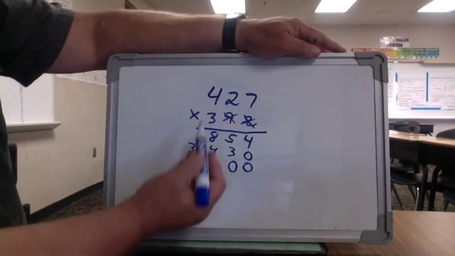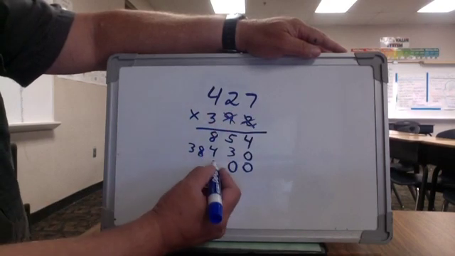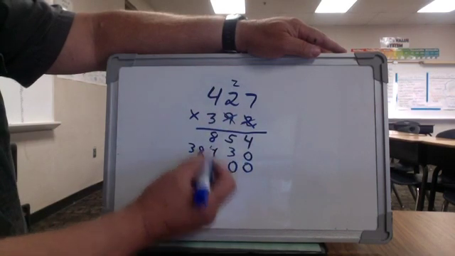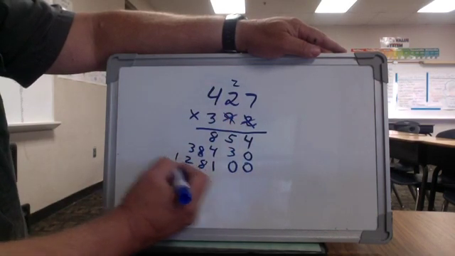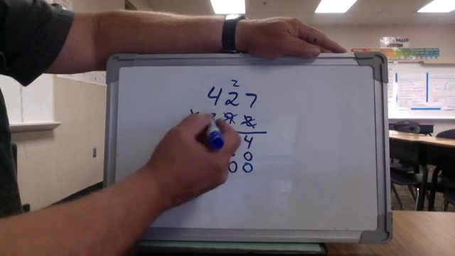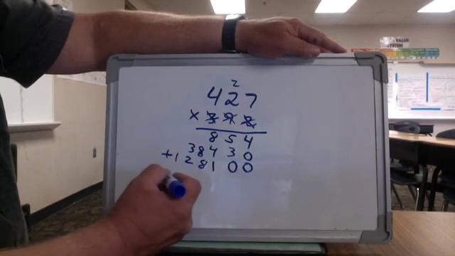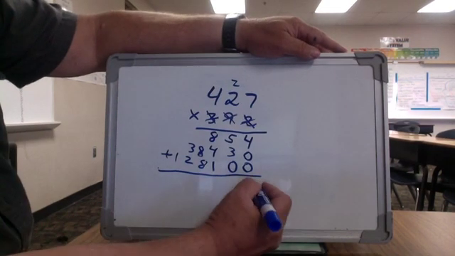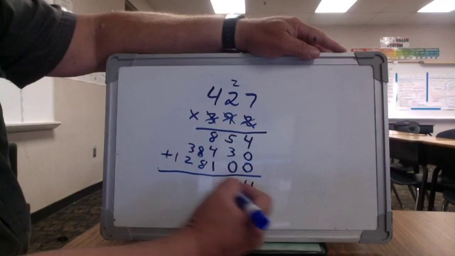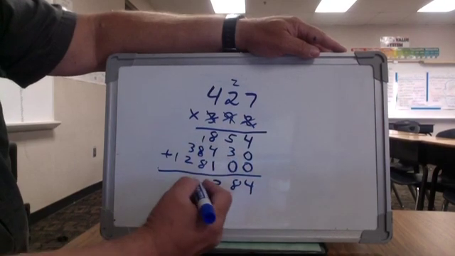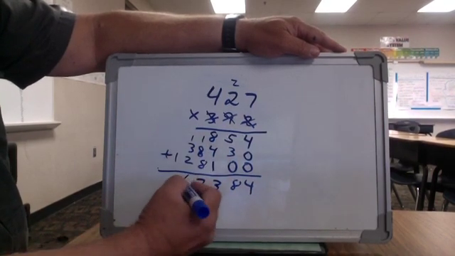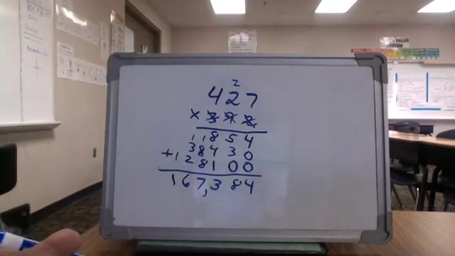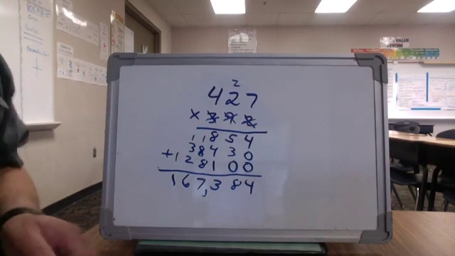Okay, now we can go up and start multiplying. 3 times 7 is 21. 3 times 2 is 6, plus 2 is 8. 3 times 4 is 12. Now I have multiplied all of my numbers on the bottom, and I need to add up my three partial products. And the answer is 167,384.